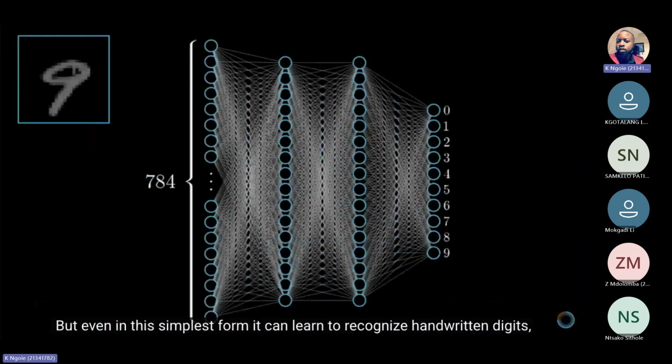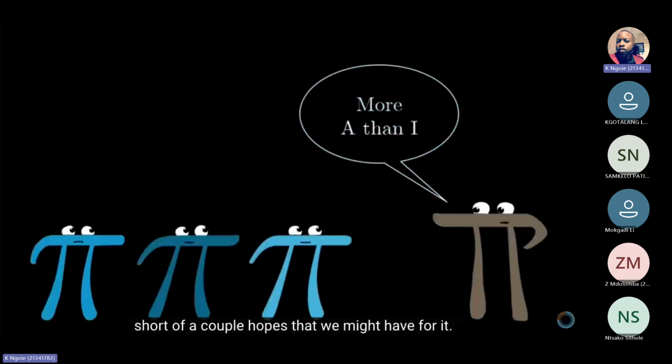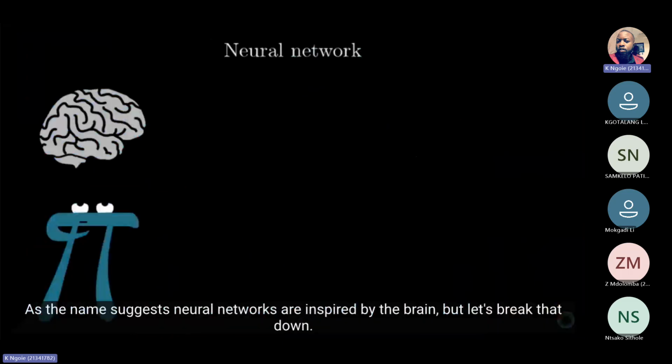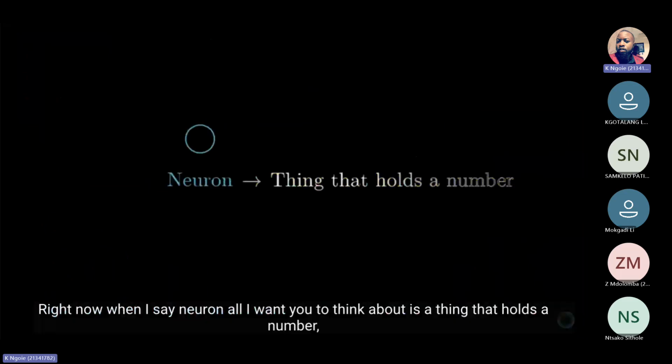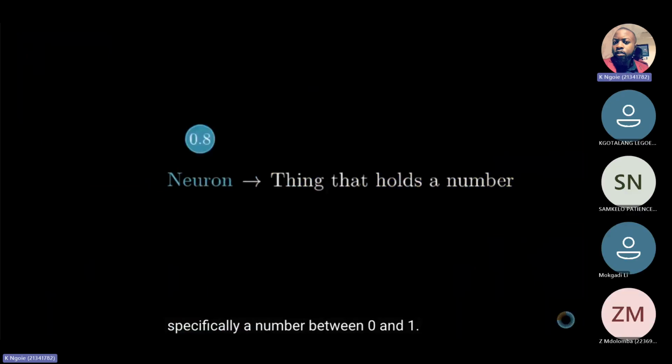And at the same time, you'll see how it does fall short of a couple of hopes that we might have for it. As the name suggests, neural networks are inspired by the brain. But let's break that down. What are the neurons, and in what sense are they linked together? Right now, when I say neuron, all I want you to think about is a thing that holds a number, specifically a number between 0 and 1.